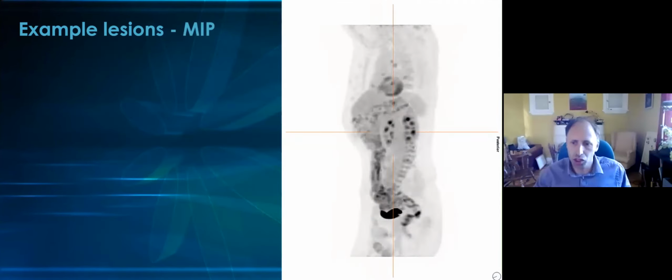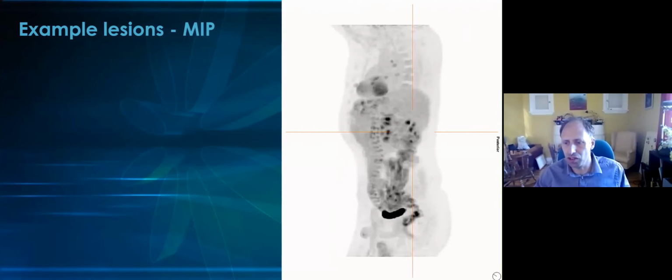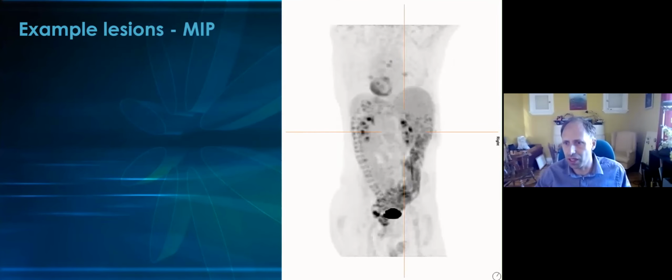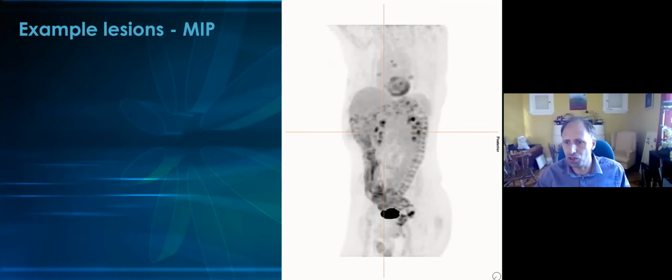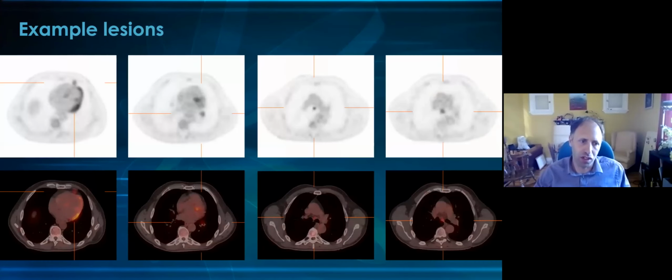Just a few examples, here's a MIP with some of the synthetic lesions. If you don't know what to look for, then look in the mediastinum. That's where you'll see all of them in this example. And here's a few examples. The crosshairs here are all centered on the synthetic lesions. And you can see that these all vary in size and intensity.